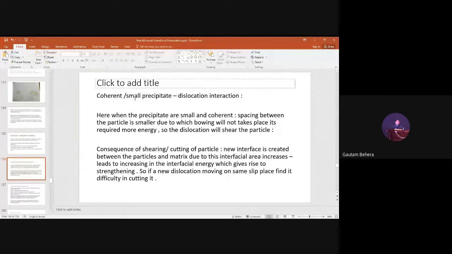Coherent small precipitate dislocation interaction. If the precipitate is small and coherent, how will it interact with the dislocation? When the precipitates are small and coherent, the spacing between the particles is small, due to which bowing will not take place. It requires more energy. So the dislocation will shear the particle. The second point is the consequence of shearing, cutting of the particle. A new interface is created between the particles and the matrix, so the interfacial area increases, leading to an increase in interfacial energy, which gives rise to strengthening. So a new dislocation moving on the same slip plane finds it difficult to cut it. Fine.